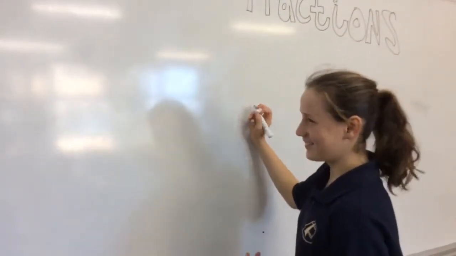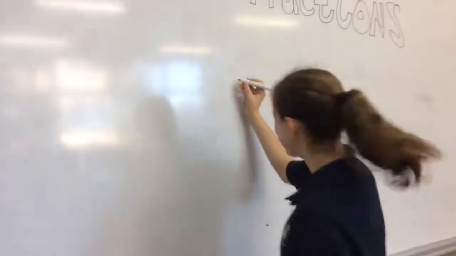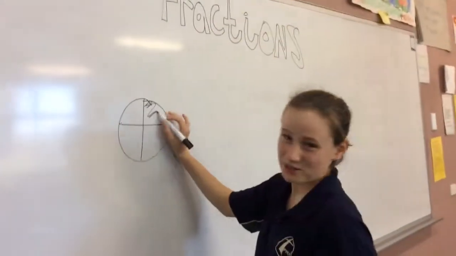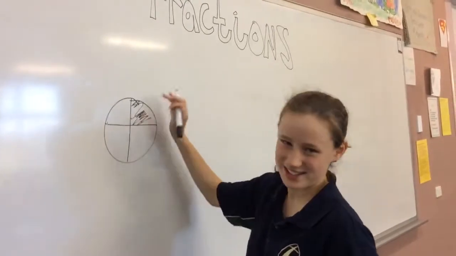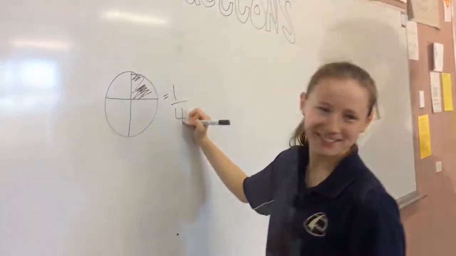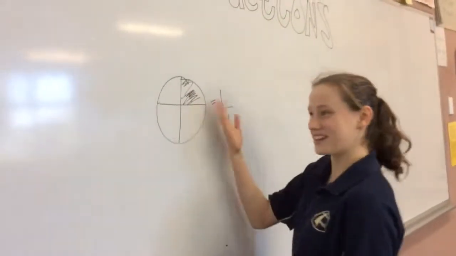So, I'm going to talk about what fractions really are. If you have a pizza and you cut it into 4 pieces, you eat or colour one of the slices, then that will equal 1/4. So there are 4 pieces and 1 is coloured in.